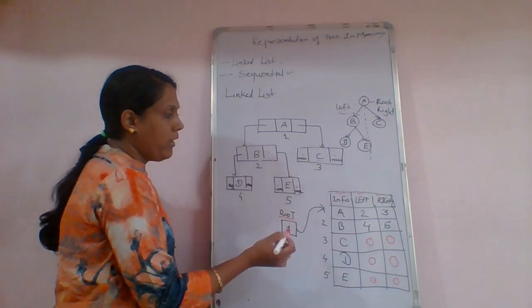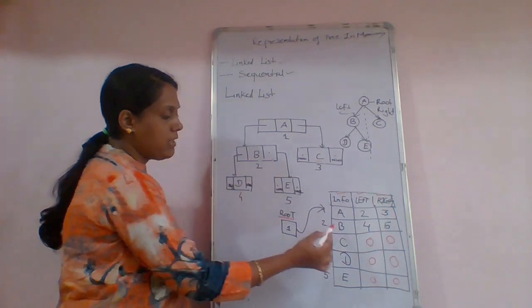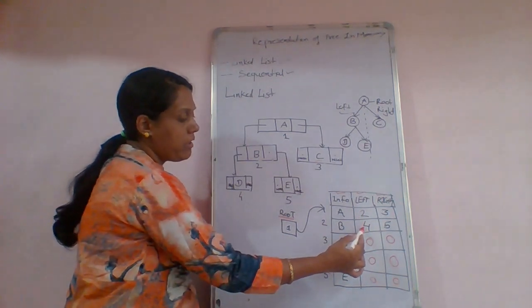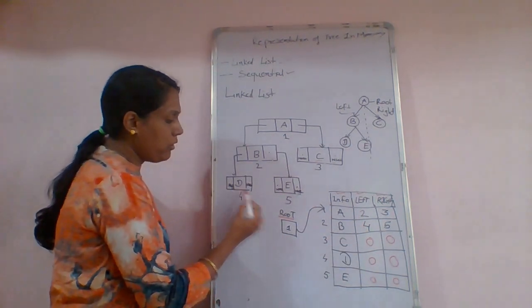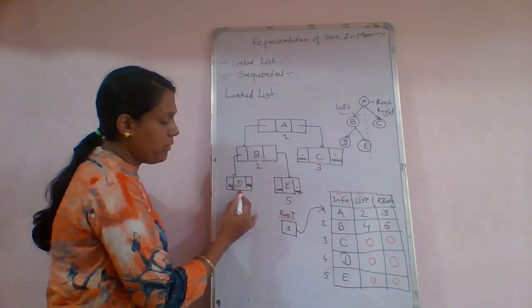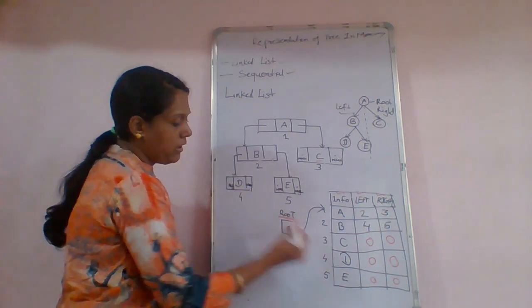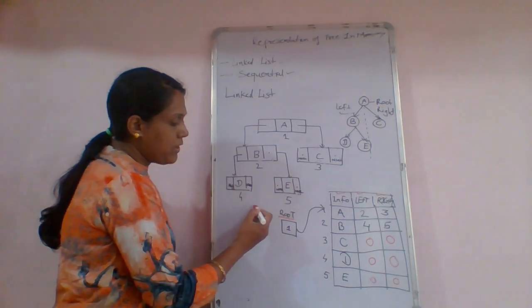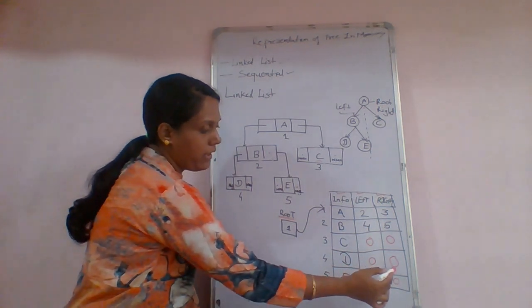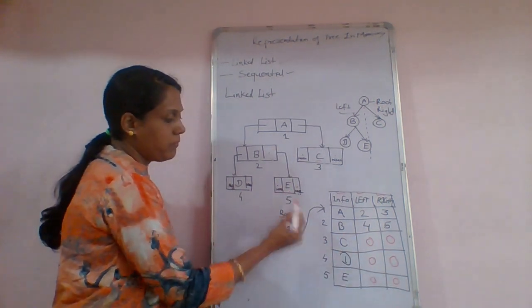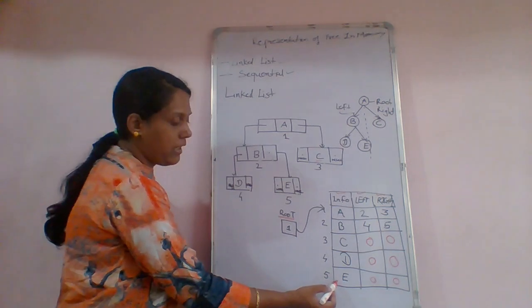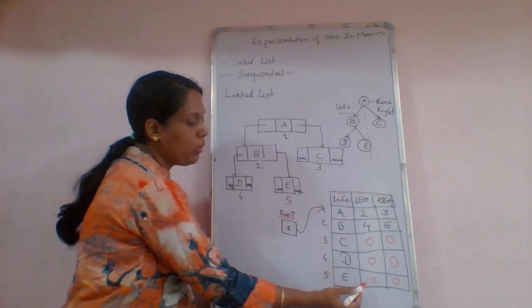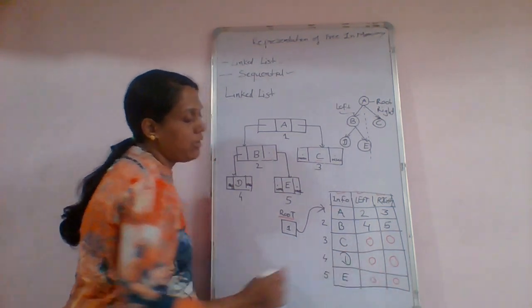Now when we come to the fourth, that is the second node's left part, the fourth. At the fourth location, info is D. So we have written the D. From this node, there are no children, so we have written the left and right as 0. Same for the E. For the fifth, E is there. Here, no children, so we have written the 0.